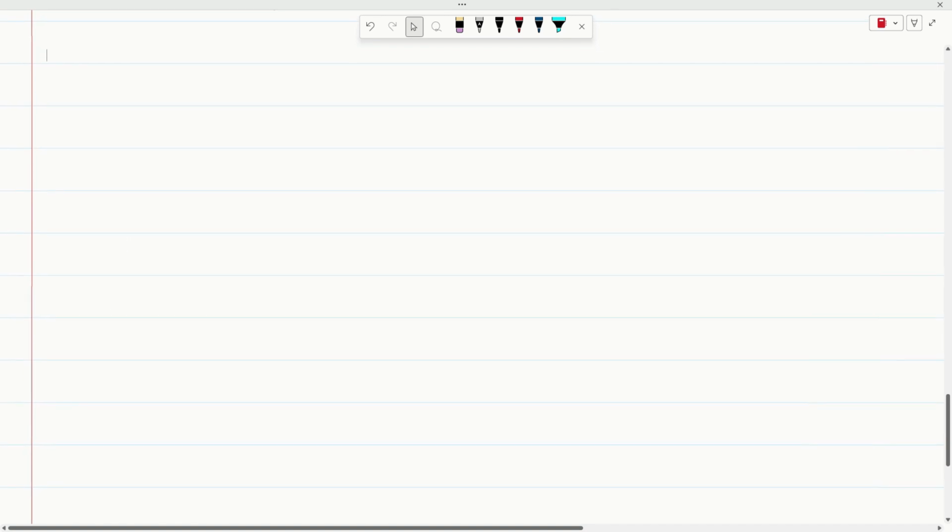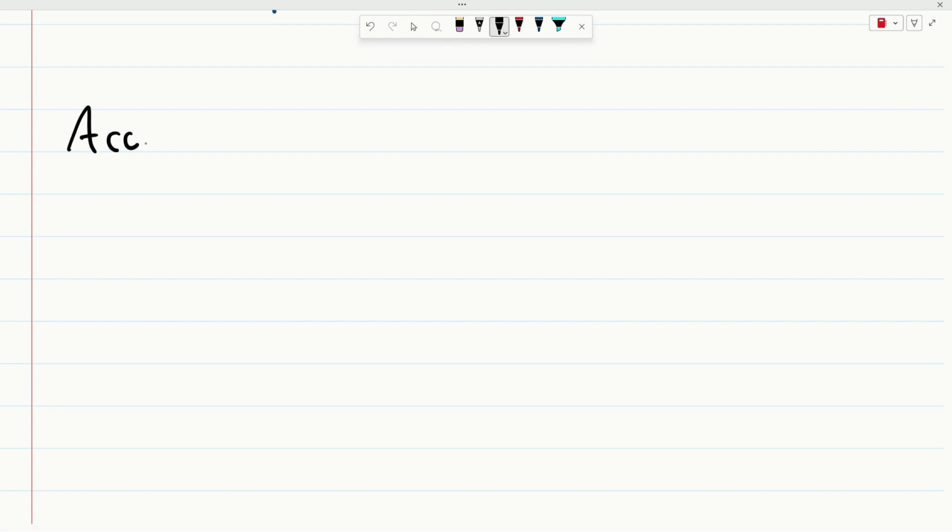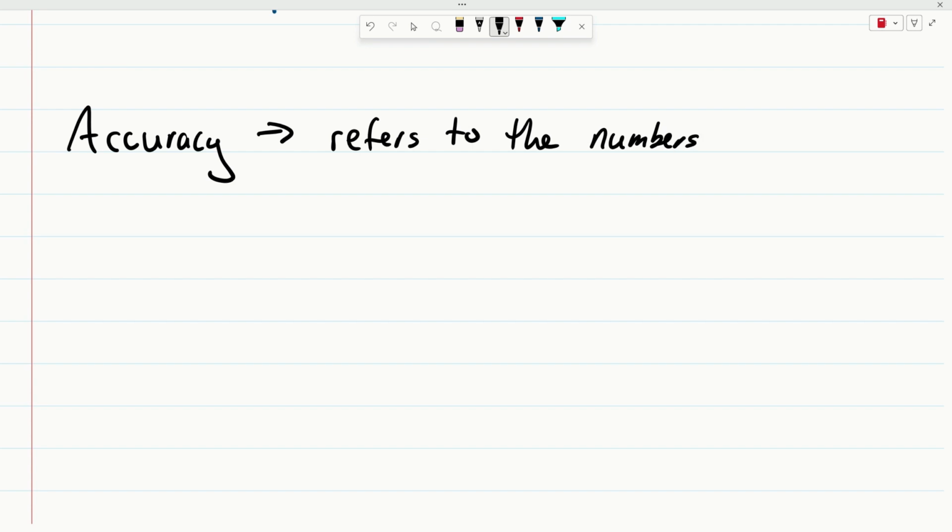The last thing I want to talk about here are going to be operations with all this stuff, okay? But before we do that, we have to identify some definitions. First, we're going to talk about accuracy. All right, accuracy refers to the number of significant digits a measurement has.